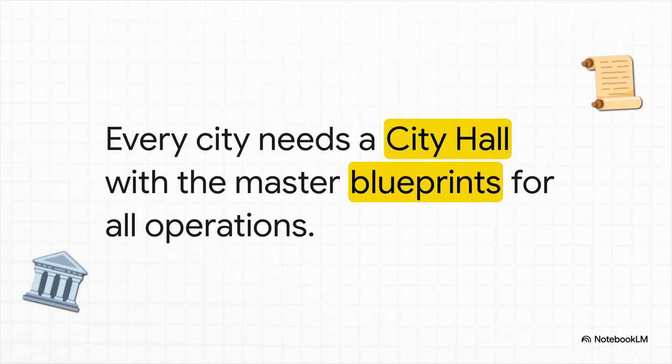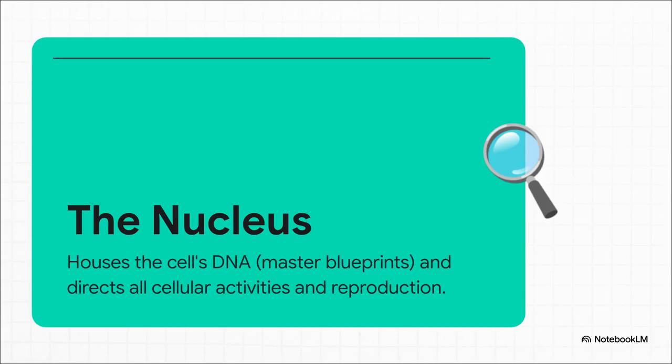All right, what's next in our city tour? Well, every city needs a city hall, right? A central command center where the master blueprints for the entire city are kept safe. This is headquarters, where all the big decisions get made. And in the cell, that's the nucleus. It is the city hall. Inside, it holds the most important thing the cell has, its DNA. These are the master blueprints for literally everything the cell is and everything it will ever do. The nucleus directs all the action, from the normal daily grind to the super important job of making new cells.